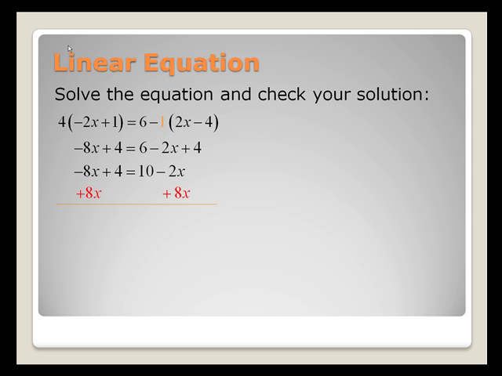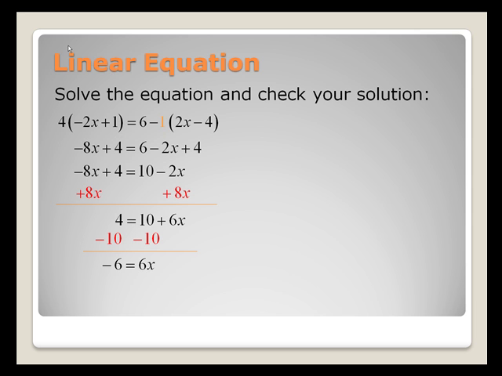Adding 8x to both sides gives me just a 4 on the left-hand side and 10 plus 6x on the right-hand side. Keep in mind our ultimate goal is to get x by itself. So I don't want the 10 on the right-hand side. If I want to move the 10, I need to do that by subtracting 10 from both sides. Subtracting 10 from both sides gives me a negative 6 on the left and a 6x on the right-hand side.